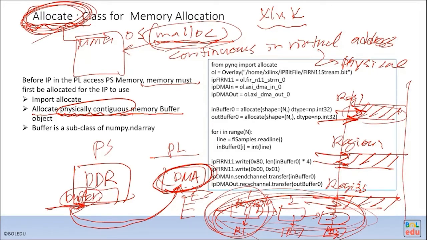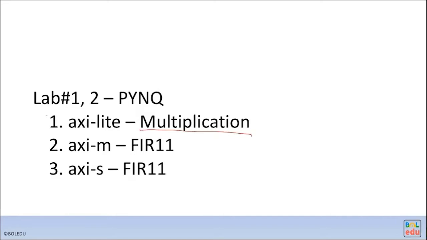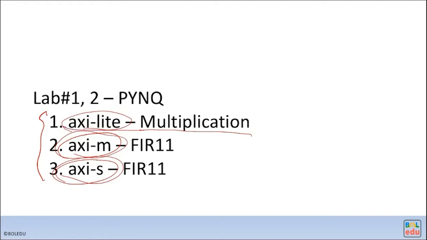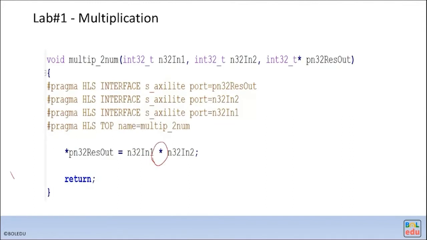Okay, so let's talk about the lab. Let's start from lab 1, multiplication, and lab 2. Labs 1 and 2 introduce all 3 critical interfaces between the PS and the PL side. Let's start from the first one, the multiplication. That's a very simple code. It just does a multiplication. And that's the interface.